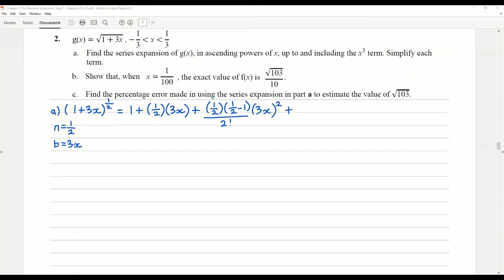And then, as is customary, we need up to the x cubed term. So again, please read that carefully. Don't do more work than you have to, and don't fall short. So plus 1/2 multiplied by (1/2 subtract 1), that's our n, of course, multiplied by (n subtract 2). And it's very rare that you would be asked to do anything beyond the x cubed term, as you've seen already, because the numbers get very big and complex. And then we've got b, which is (3x) all cubed, plus some other stuff.